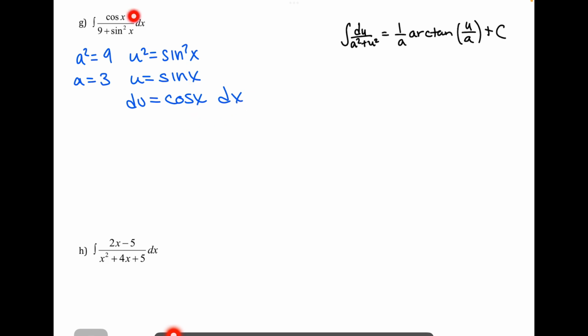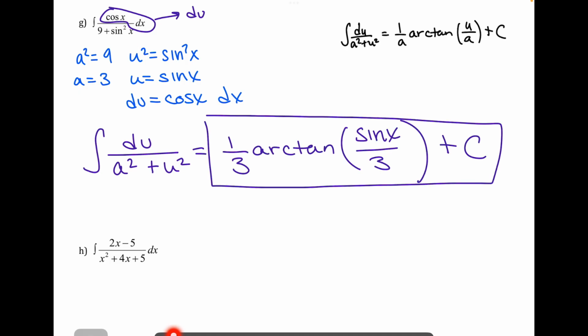And so it turns out it's actually a good thing I have a cosine x in the numerator, because that is my du. So this does match that pattern, du over a squared plus u squared. So I'm going to just replace the cosine x dx with du. Since I just figured out du is cosine x dx. And then the denominator is my a squared plus u squared. This fits into that arctangent pattern. So my antiderivative is going to be 1 over a, so 1 over 3, arctan of u over a, which in this case would be sine x over 3, and then plus c.